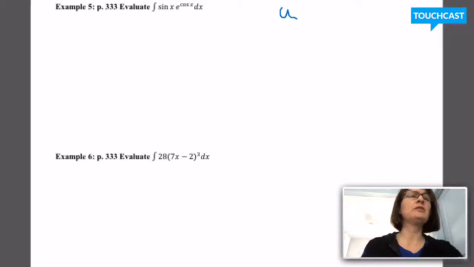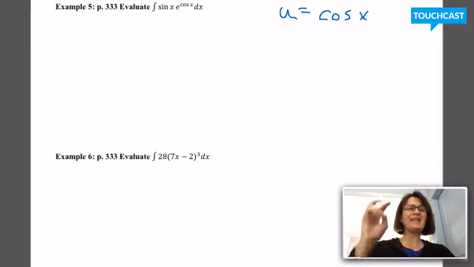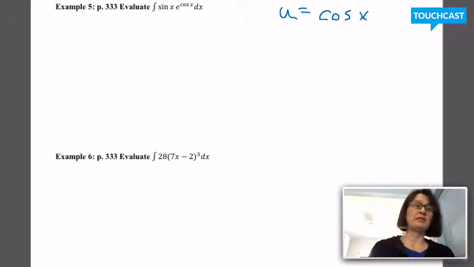So I'm going to use u to be cosine of x. That u should be like the inside when we thought of taking the derivative using the chain rule. So the derivative of the outside with the inside the same, it should be the inside. So I'm going to test this out.